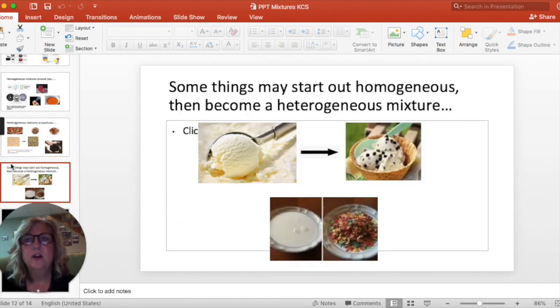Some things may start out homogeneous, but then become a heterogeneous mixture. For example, vanilla ice cream. If you added chocolate chips to the ice cream, that would become heterogeneous. And then milk is a homogeneous mixture. If you added cereal, that would become a heterogeneous mixture.